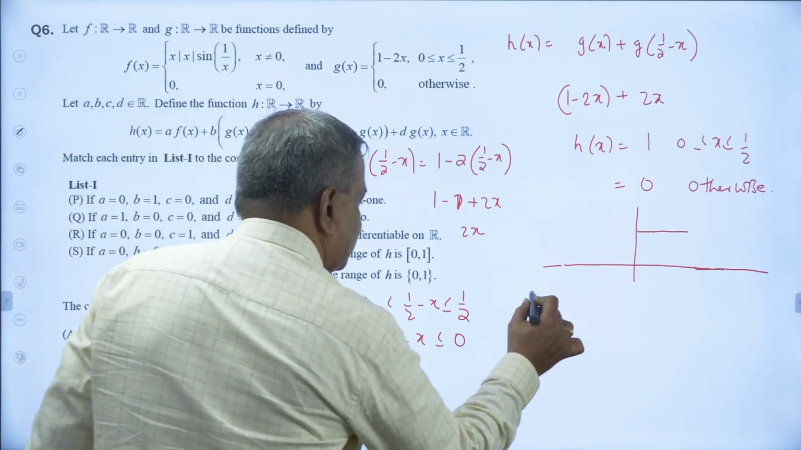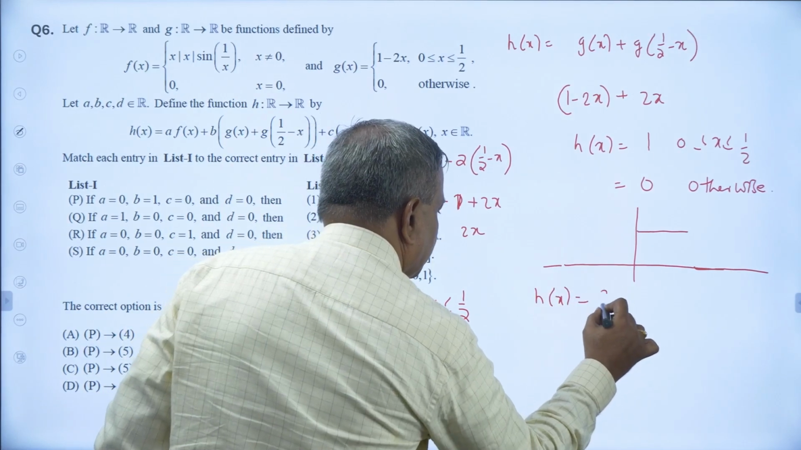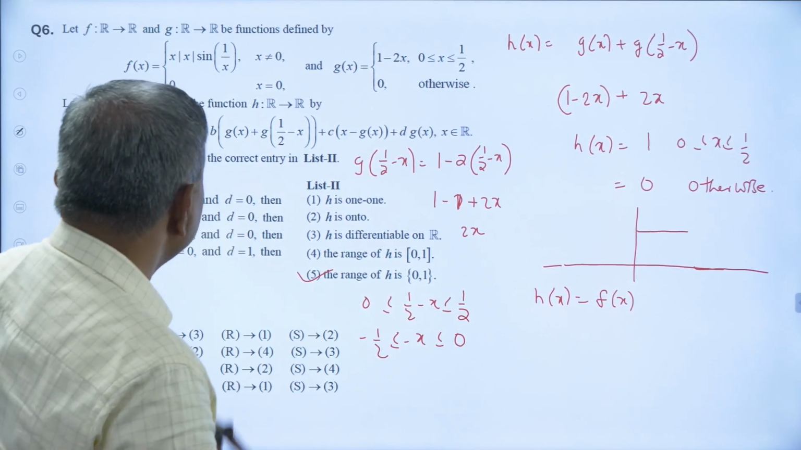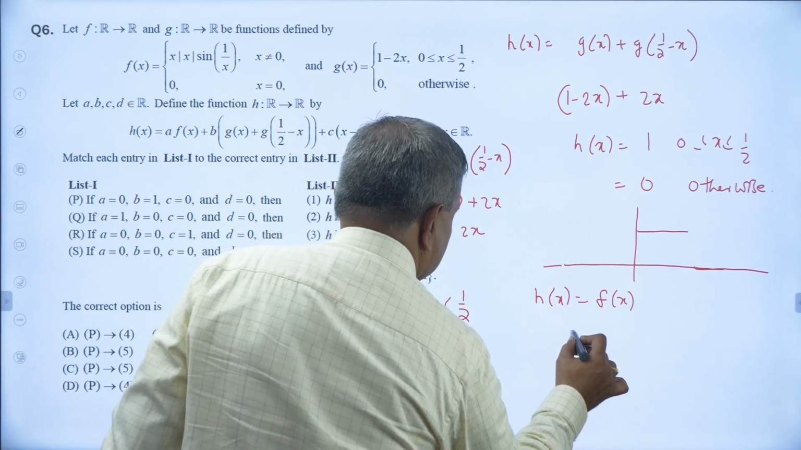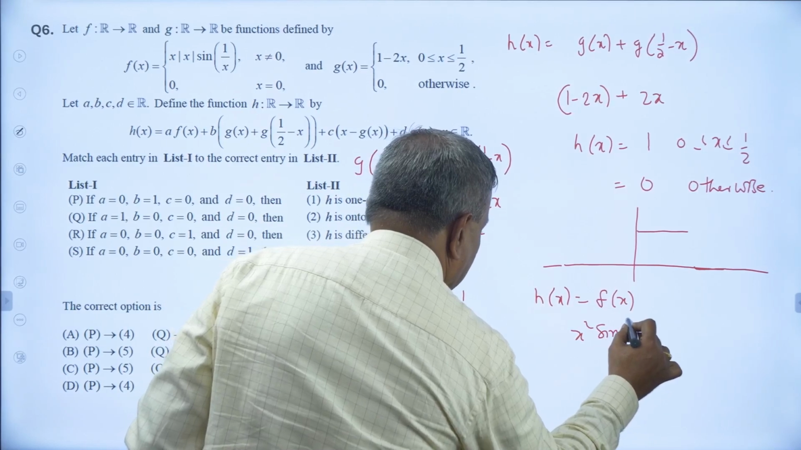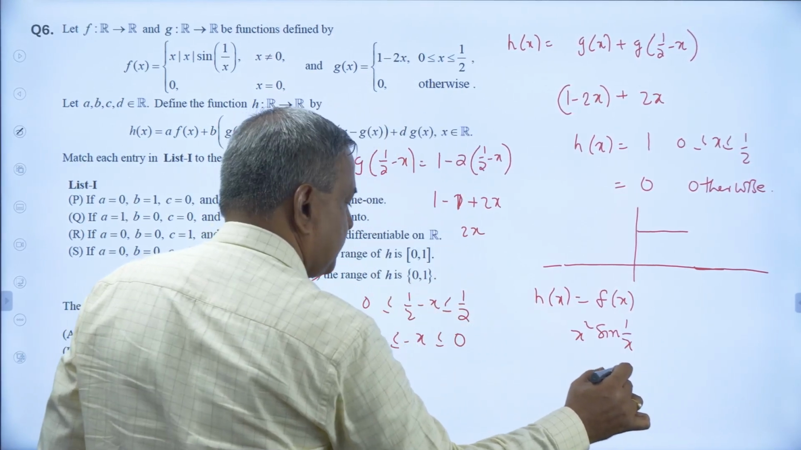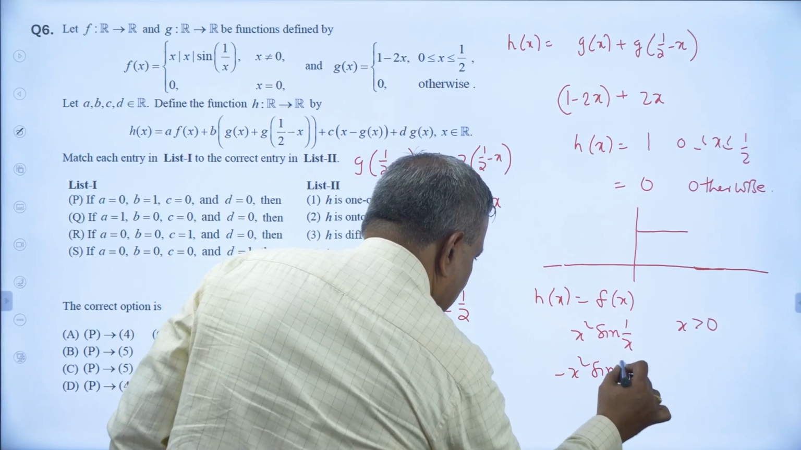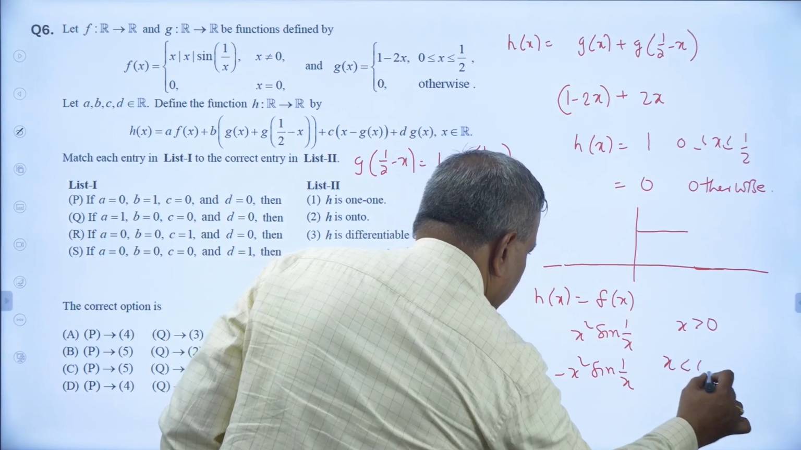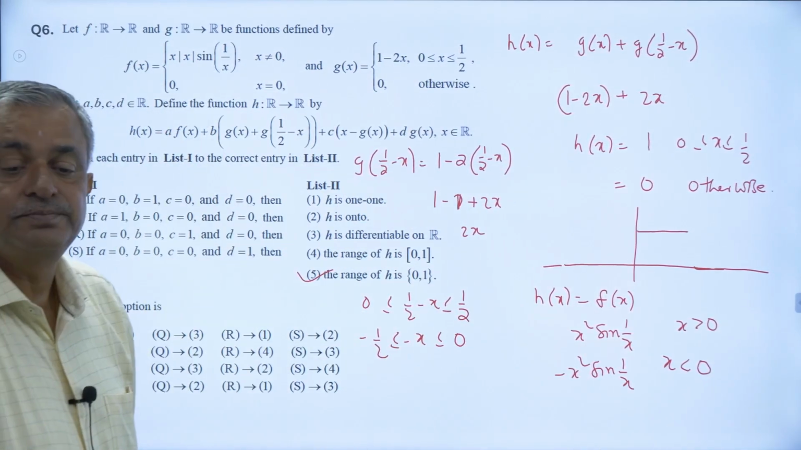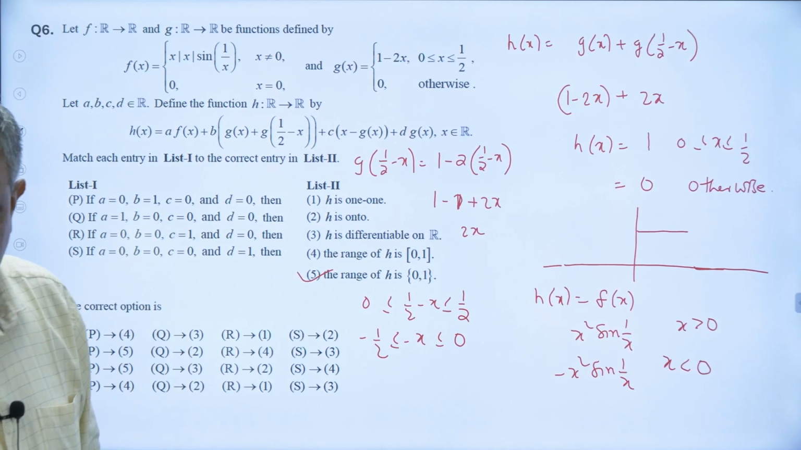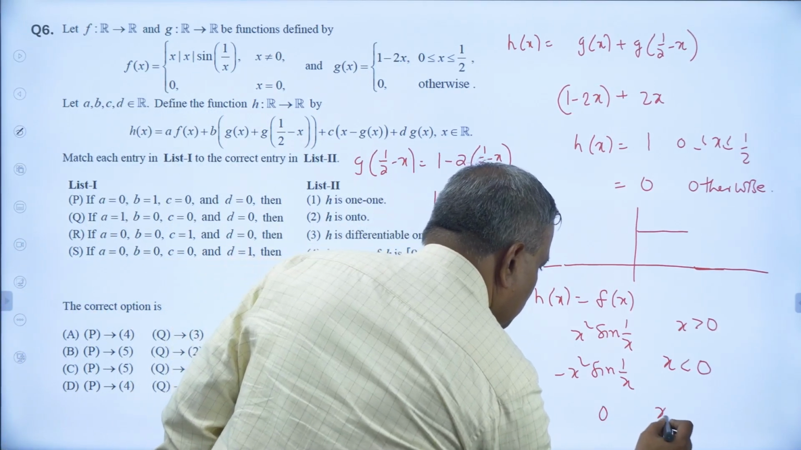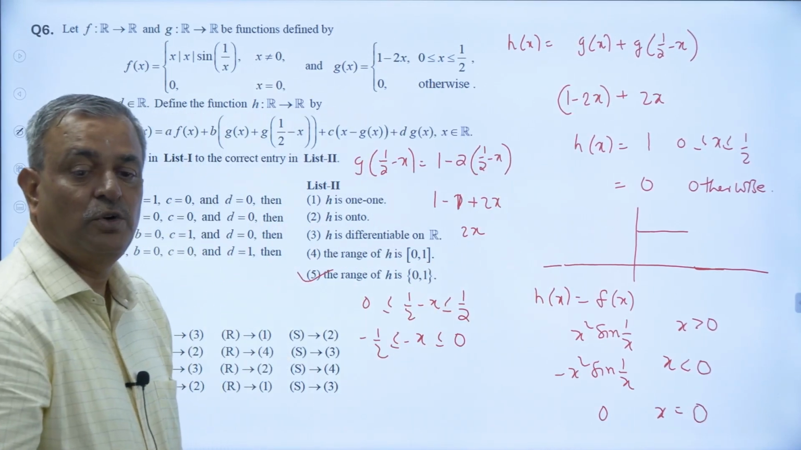Second, A is 1, remaining all are 0. A is 1: h of x equal to f of x. Correct? Simple. What is f of x given? f of x is given as x square sin 1 by x whenever x is greater than 0, minus x square sin 1 by x whenever x is less than 0. At 0, the value is 0, when x is equal to 0.